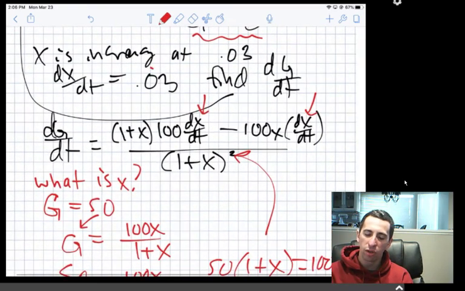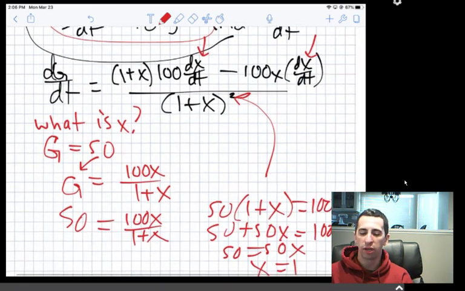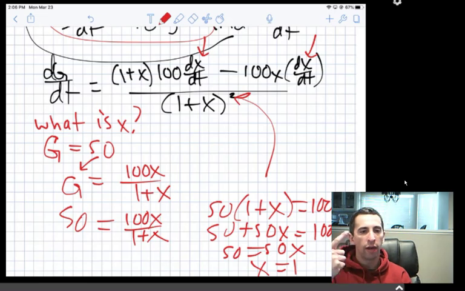And again, they told you what your dx dt is, so then you're just plugging and chugging. So the two keys on here, I think, are being careful with the quotient rule and then getting that correct x value right there.